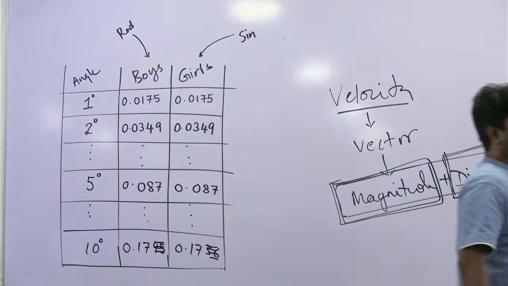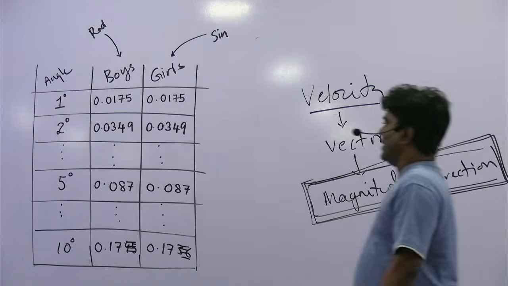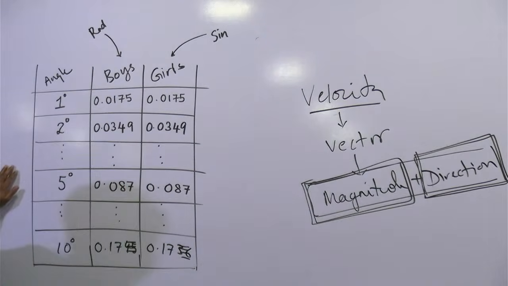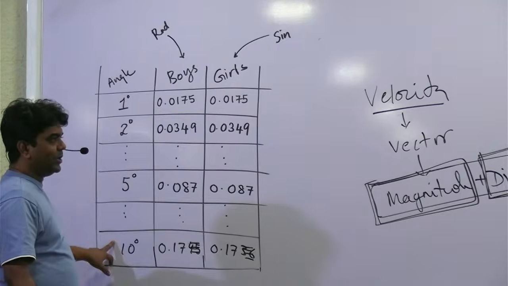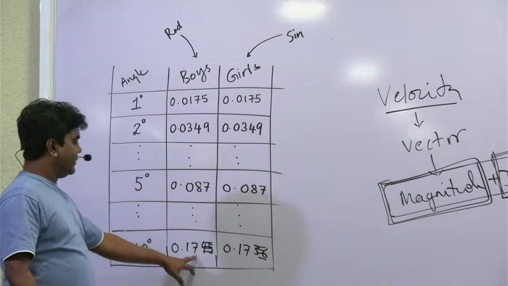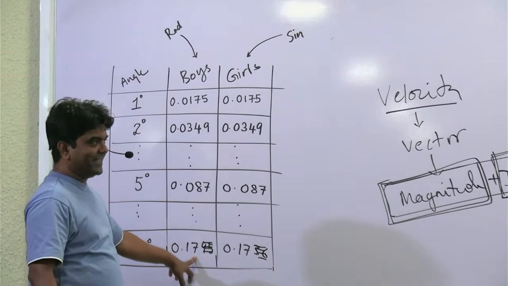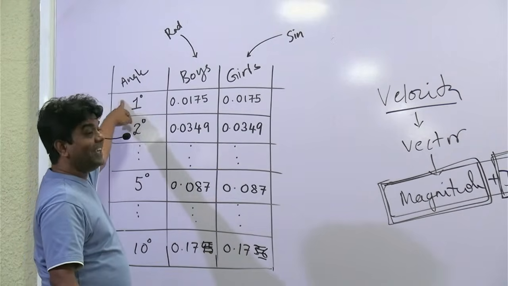Right. Now leave your calculators away. Now look at the numbers on the board. Now you can see when it comes to 10 degree accuracy, the accuracy level goes down to 2 decimals. 5 degree, 3 decimals. 2 degree, 1 degree, 4 decimals.